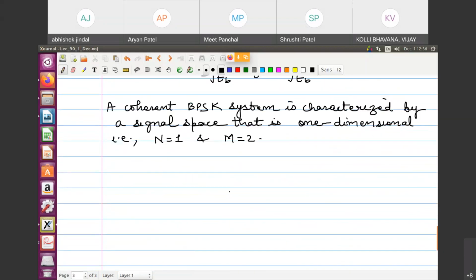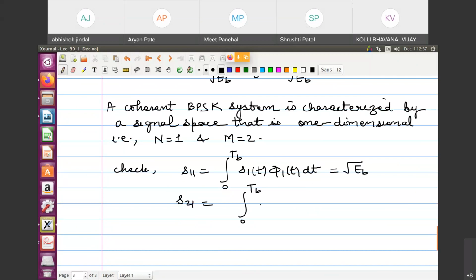One important thing to check, if you are really into the vector algebra we have studied, is that S11 is indeed equal to the projection of S1t onto phi 1t. This is the way to project in the signal space. We have removed the star because everything is real. So we will find that this is root of EB. And similarly, S21 is given by the projection of S2t onto phi 1t, which is nothing but minus root of EB. This you can work out. This is quite simple.